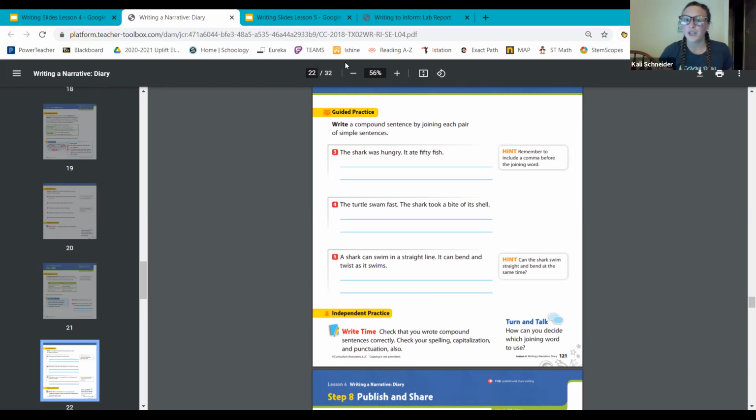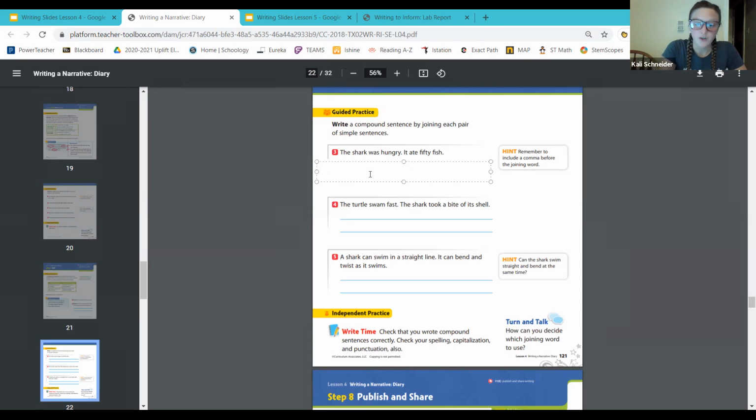The shark was hungry, so it ate 50 fish. That makes sense. Why? It's hungry. So what did it do? It ate 50 fish. So I'm going to type this in and you could write it. We're going to make it into a compound sentence. I'm going to be typing, so it might not look exactly on the lines, but if you have a page, you should write on the lines.